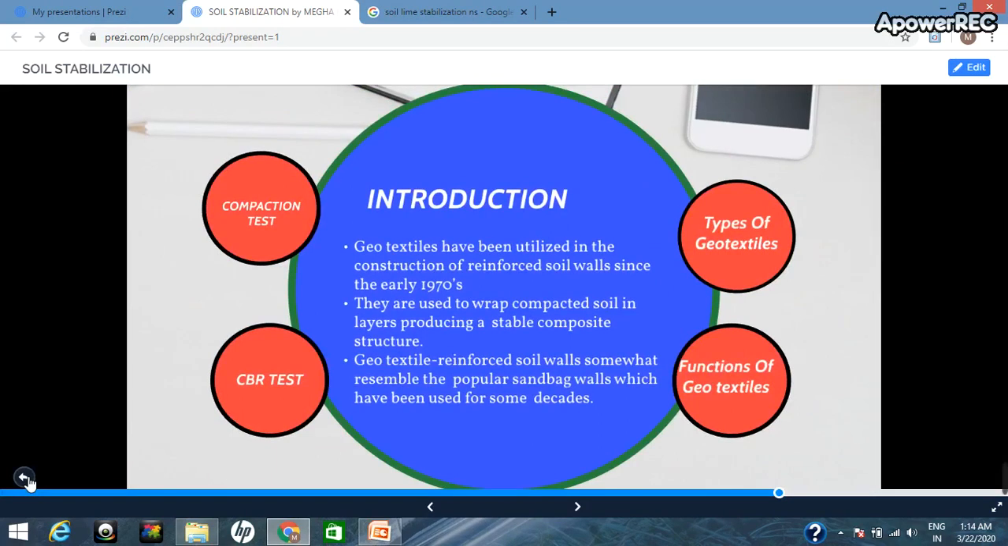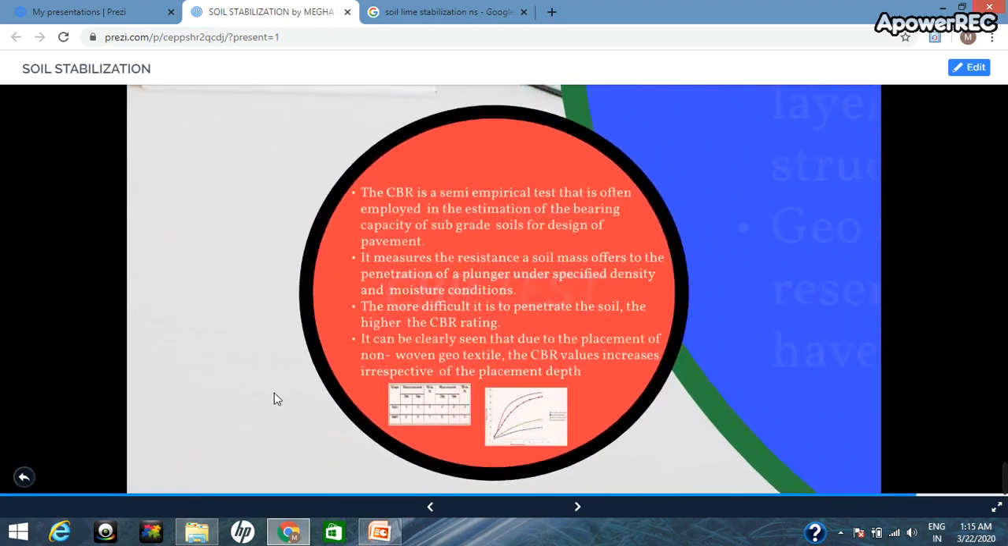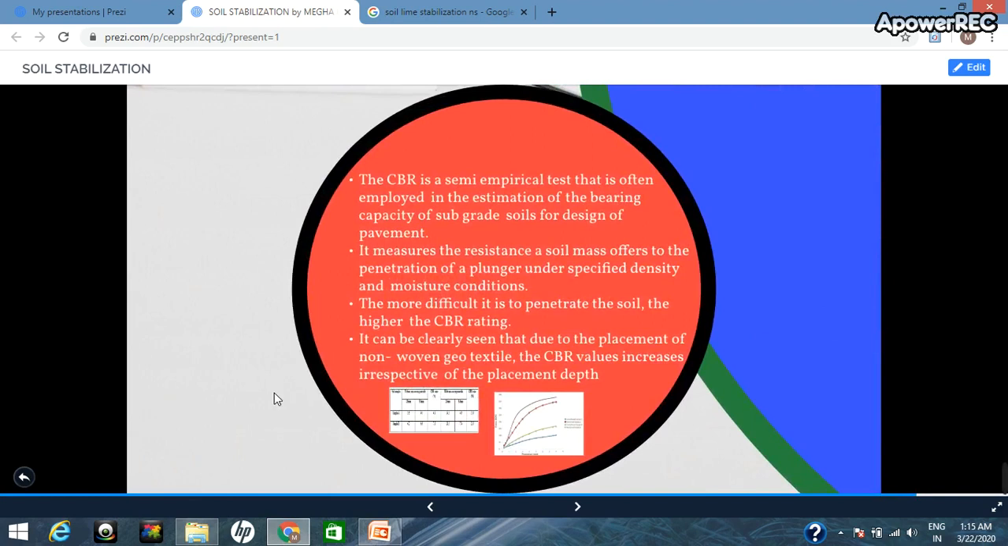Next, for the use of geotextile, once it was discovered that geotextile can be helpful for soil stabilization, two basic tests were conducted along with the basic stability and bearing tests. First one was the CBR test. CBR is the California bearing ratio, which is basically a test to evaluate the strength of the soil subgrade, which is the lowermost layer of a pavement. So the CBR is an empirical test.